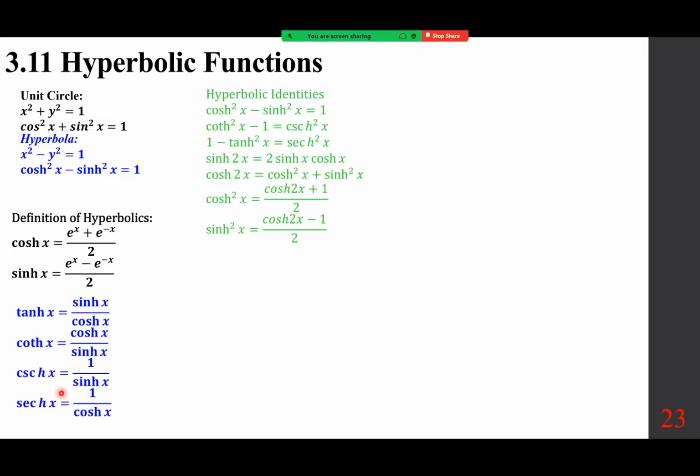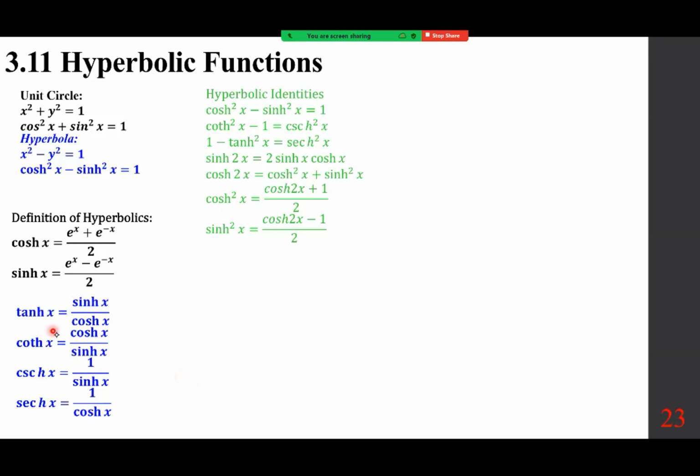These are by definition. Hyperbolic tangent, if you remember, tangent was sine over cosine, so it's sinh over cosh. Cotangent was cosine over sine. Hyperbolic cotangent is cosh over sinh, and hyperbolic cosecant is the reciprocal of hyperbolic sinh. If you recall, cosecant was 1 over sine, and hyperbolic secant is the reciprocal of hyperbolic cosine. If you recall, secant was 1 over cosine. So this one is by definition.